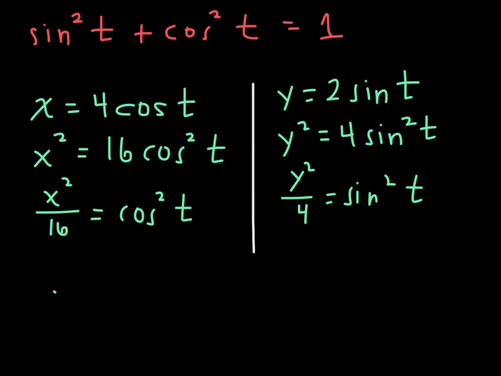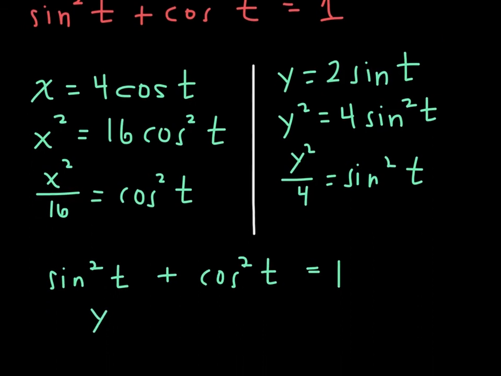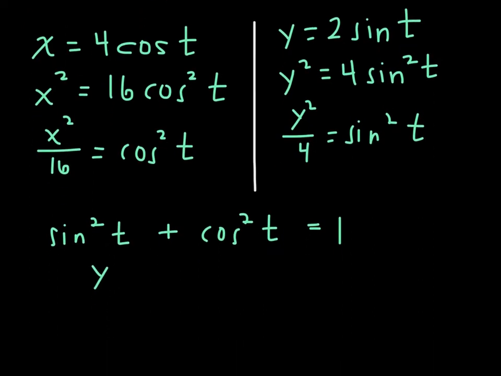I'll have sine squared of t plus cosine squared of t is equal to 1. That's the Pythagorean identity. And now with my substitution, I have y squared over 4 plus x squared over 16 is equal to 1. This is the equation for an ellipse.